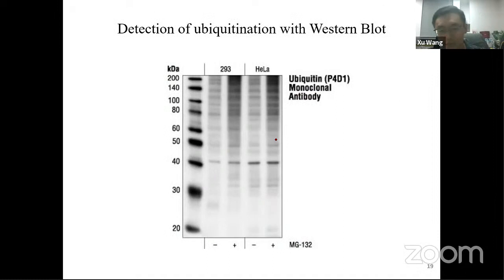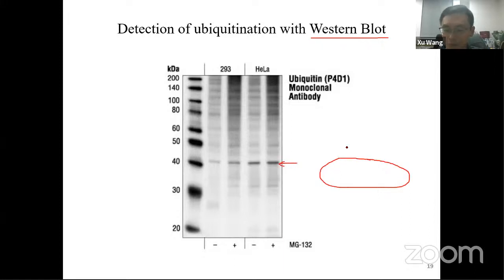So how can we detect ubiquitination? We know that proteins can be detected by the biochemical method of Western blot. I don't know whether you know this or not, but Western blot can detect a protein. For example, this protein can be detected by Western blot as a band, only one band, one protein, one band. We take this band as an example.